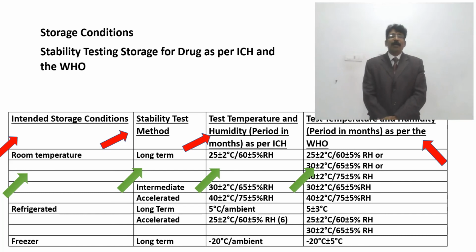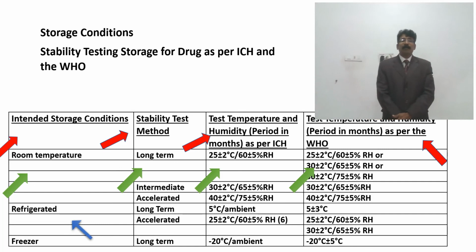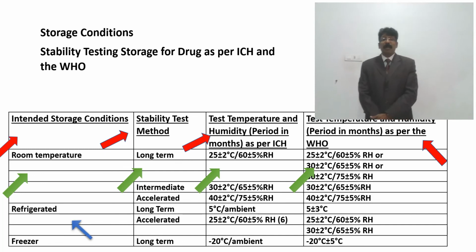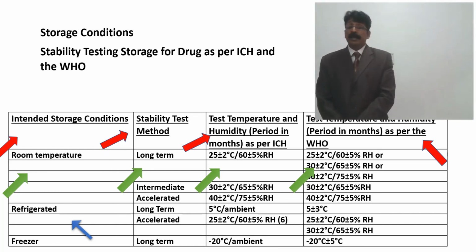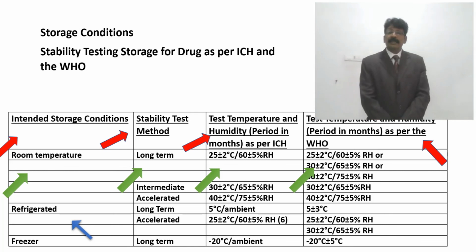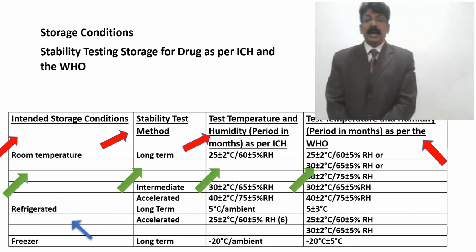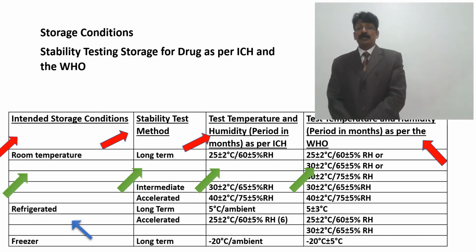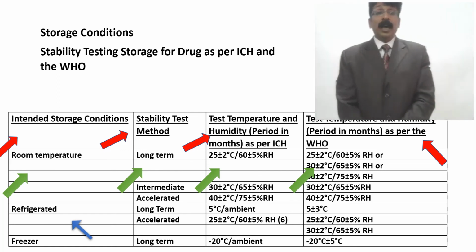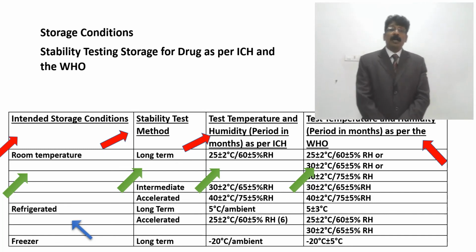And the next one is for intermediate also, for example long term for room temperature they have given, and for refrigeration long term and accelerated you can see that long term is 5 degrees temperature in ICH and 5 degrees even in WHO, and accelerated is 25 degrees centigrade and 60 percent relative humidity, and WHO also says 25 and 60 relative humidity. And I have not mentioned the room temperature, how they are maintaining, especially in intermediate it was different, for accelerated it was the same.